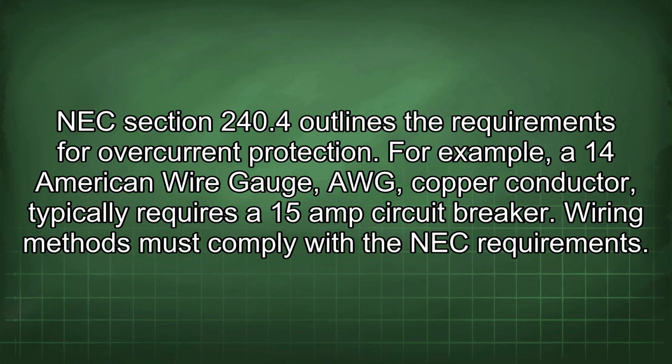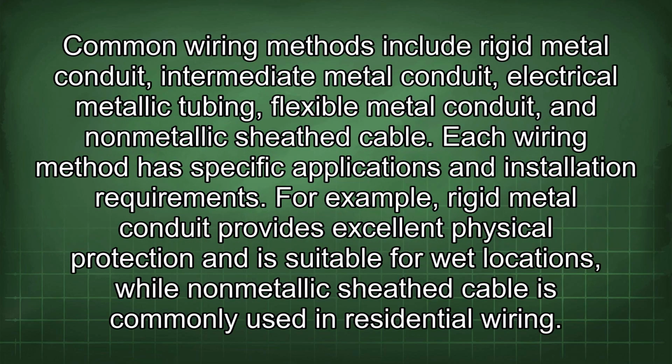Wiring methods must comply with the NEC requirements. Common wiring methods include rigid metal conduit, intermediate metal conduit, electrical metallic tubing, flexible metal conduit, and non-metallic sheathed cable. Each wiring method has specific applications and installation requirements. For example, rigid metal conduit provides excellent physical protection and is suitable for wet locations, while non-metallic sheathed cable is commonly used in residential wiring.